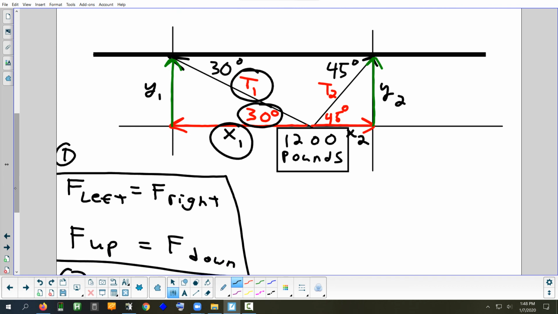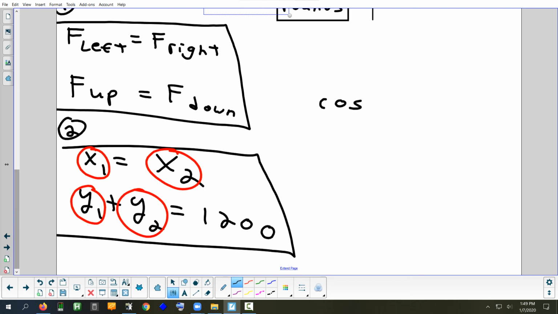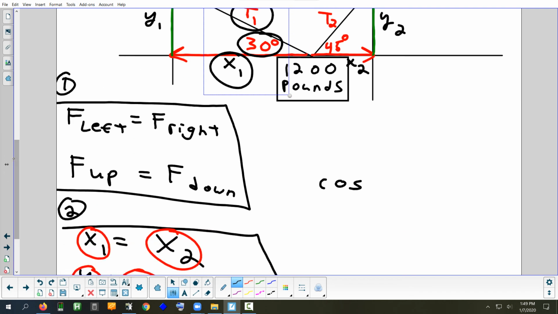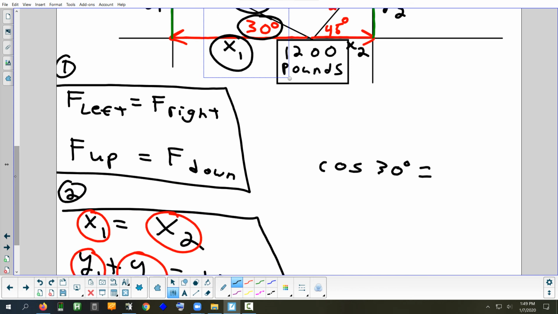x1, is that opposite, adjacent, or hypotenuse? It's adjacent. And Matthias, what about T1? It's the hypotenuse. Okay. So CJ, what trig function has adjacent and hypotenuse in it? Cosine. Yep. So off to the side, I'm going to write down cosine of my angle equals adjacent over hypotenuse, x1 over T1.